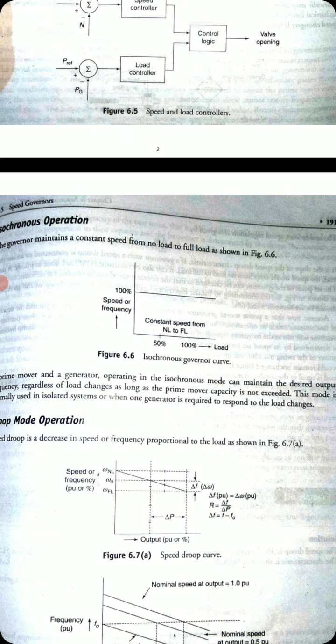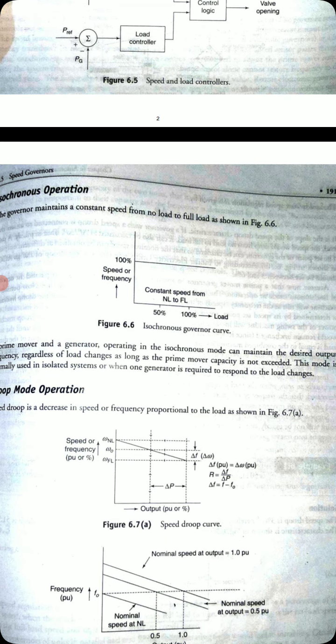Even though whatever may be the load, here our speed is set. See, from no load to full load, speed is 100%, whatever we are having initially. A prime mover and generator operating in the isochronous mode can maintain the desired output frequency regardless of the load changes, as long as the prime mover capacity is not exceeded. This mode is normally used in an isolated system or when the generator is required to respond to the changes.